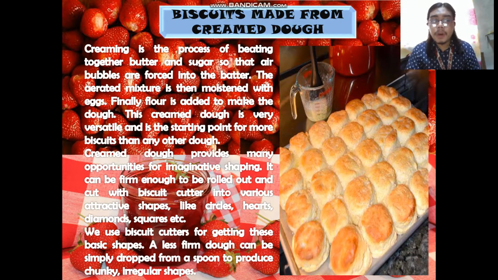A less firm dough can be simply dropped from a spoon to produce chunky, irregular shapes. This is the example of the biscuits made from the cream dough. As you have seen, it is very tasty. It really is.